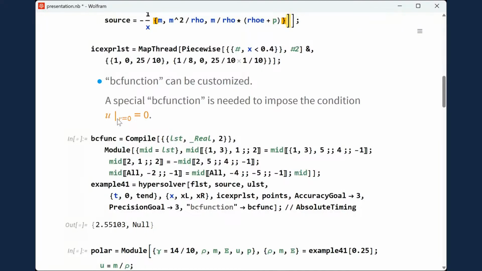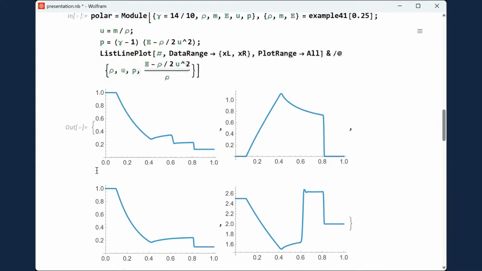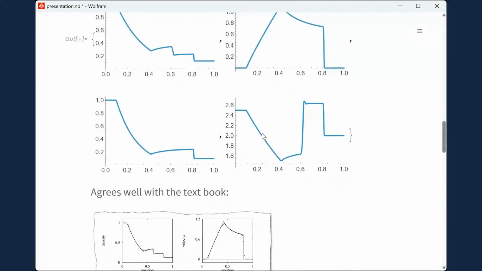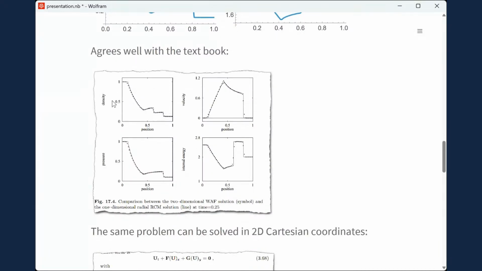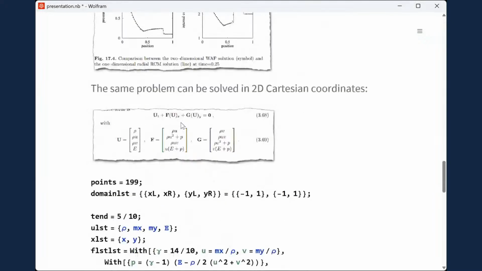Here's the most advanced part of this code. You see, we need to set U to be 0 at 0, so we need a customized boundary function. This is a bit advanced, and honestly, I can't think of a very nice way to make it simpler. But as you can see, this is the output. Let's compare it to the result in the textbook. You can see they agree well.